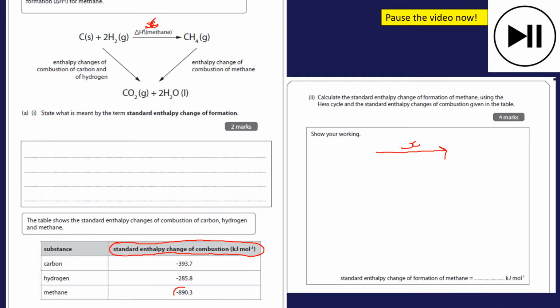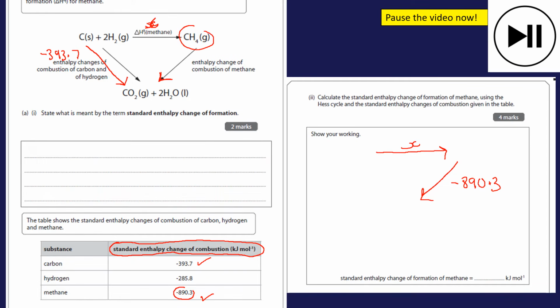I'm going to go to this one first. That's this arrow here, burning methane. If you're burning methane, you're reacting it. It's a reactant, you're going away from it. So this arrow points down here, and this arrow is minus 890.3. The other two values I've been given are the combustion of carbon, which would be burning carbon to turn it into carbon dioxide, and that's minus 393.7.